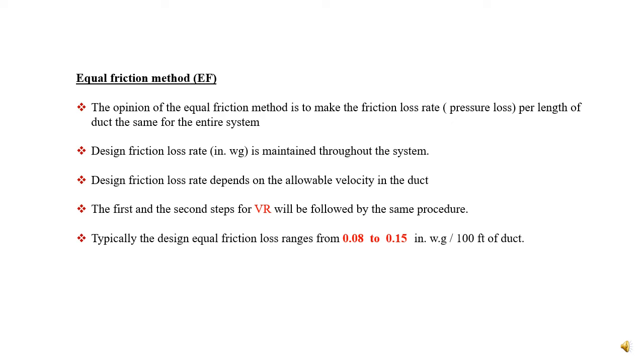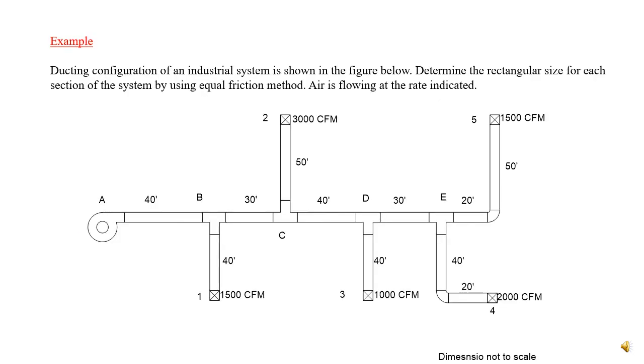Alright, so basically the typical design equal friction loss ranges from 0.08 to 0.15 inch water gauge per 100 feet of duct. It depends.